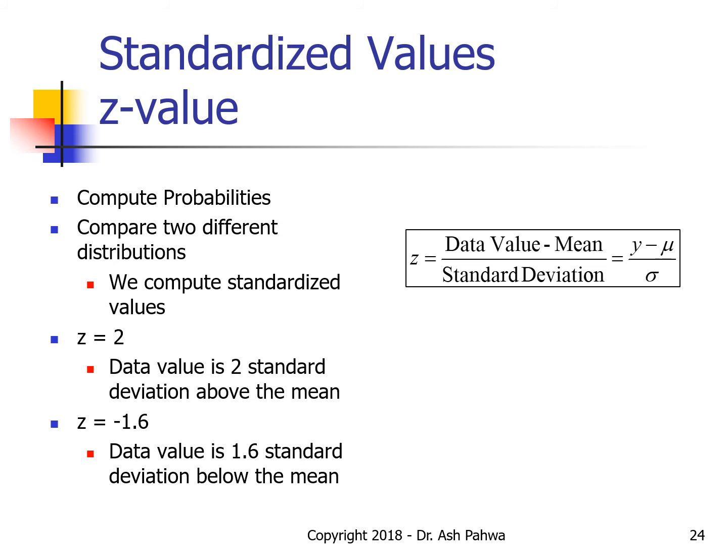Let us start by defining what a Z-value is. Later on, we are going to use an example to compute probabilities. The Z-value is defined as the data value minus the mean, divided by the standard deviation. If my Z-value is 2, basically it means that the data value is 2 standard deviations above the mean. Another example is that if the Z-value is negative 1.6, it means that the data value is 1.6 standard deviations below the mean of the data set.